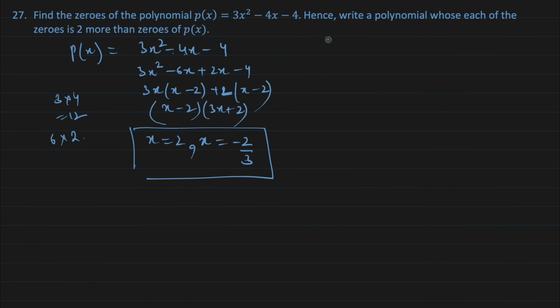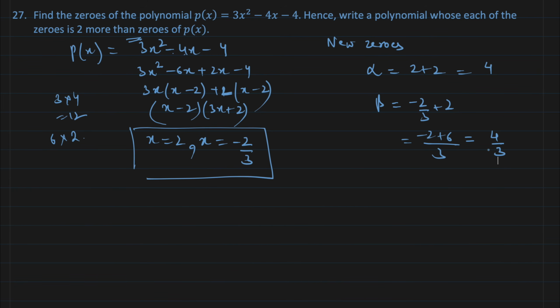Now what will be the new zeros of the next polynomial? It says 2 more than the zeros, not double. Please make sure. So new zero, let alpha be 2 plus 2, that is 4, and beta will be minus 2 by 3 plus 2. When you solve it, minus 2 plus 6, that comes out to be 4 by 3. So please make sure what we are doing, right?